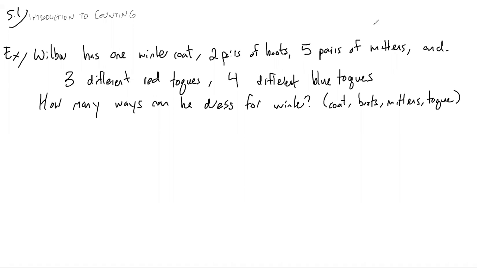Okay, the second example is going to be a different way that we can combine some of these rules. So Wilbur's got 1 winter coat, 2 pairs of boots, 5 pairs of mittens, and 3 different red toques and 4 different blue toques. How many different ways can he dress for winter, assuming that he's got one of each of these objects on him. And so again, we need to sort of piece together the action that's going to go into Wilbur getting dressed. So if we just sort of assume that the order in which he puts things on doesn't really matter, the first thing he's going to do is put on his coat.